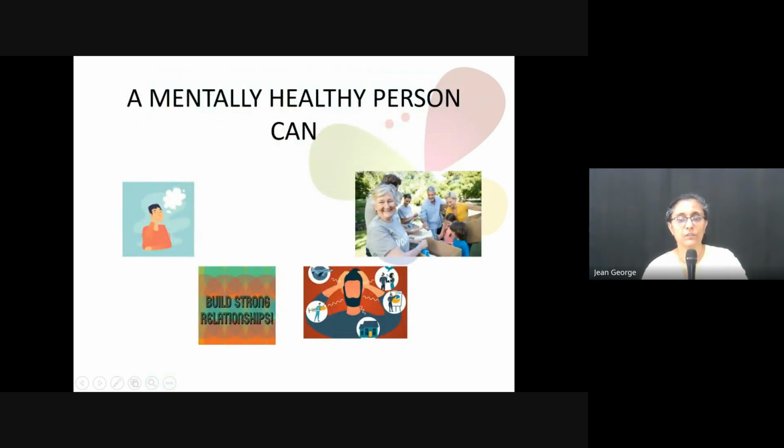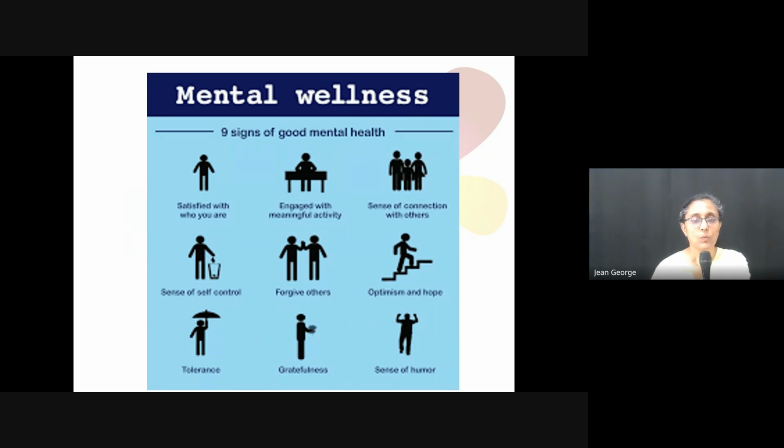Okay, so how do you know who's a mentally healthy person? Some of these factors, okay? They can think clearly, all right? They build strong relationships. They can cope with the normal stress of life, and they can contribute to the community they live in. That's how you know that a person is mentally healthy. These 4 factors: they can think clearly, have good relationships, cope with normal stresses of life, and can contribute to their community.